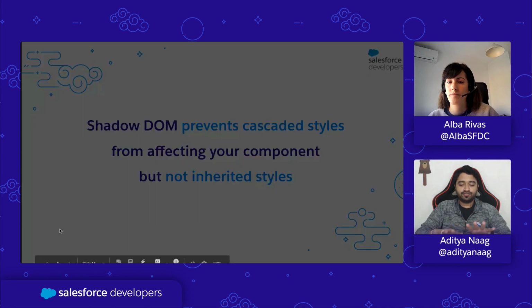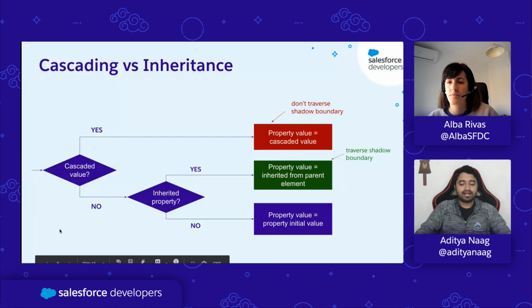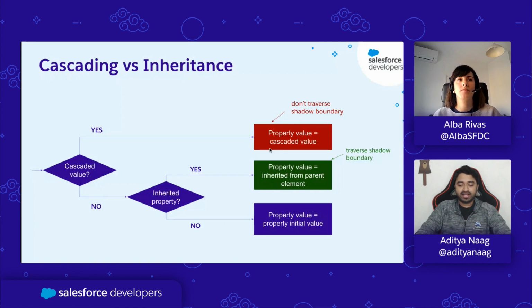If you look at the flowchart again with this new understanding, you'll see that cascaded values don't traverse the shadow boundary, and inherited values traverse the shadow boundary. There is one more thing that traverses the shadow boundary, which is CSS custom properties, which we'll get into a little bit later.